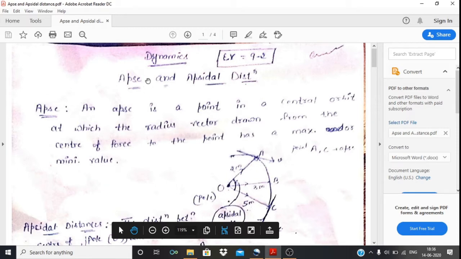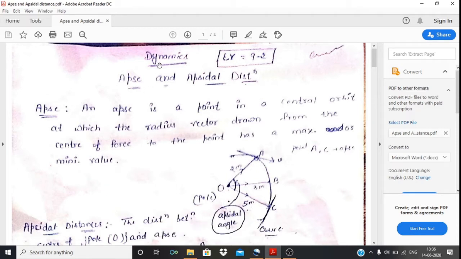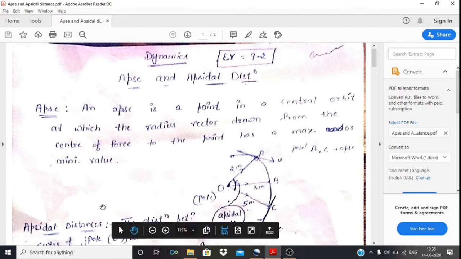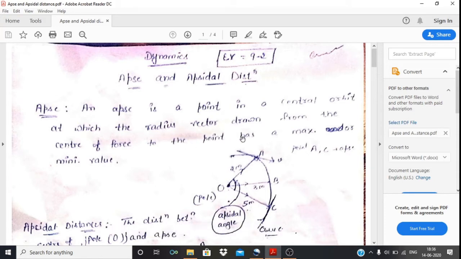Today I am presenting the topic from dynamics in the central orbit, and the topic of my presentation is apse and apsidal distance. First, I will define these two terms, apse and apsidal distance. What is apse? An apse is a point in the central orbit at which the radius vector drawn from the center of force to the point has either a maximum or a minimum value. I will explain it with the help of an example.